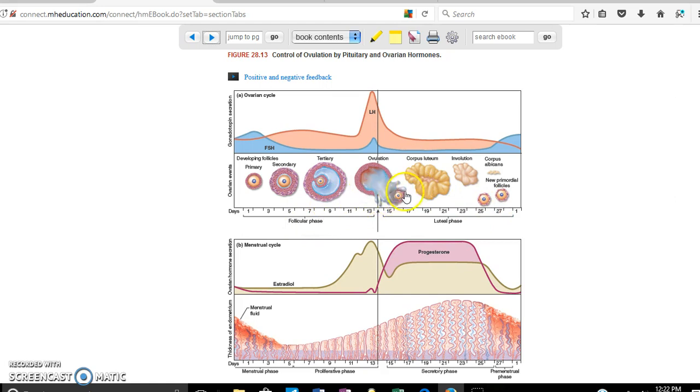This is what happens only in the ovaries, and this is controlled by the different hormones that females have. Here you have estrogen and progesterone, and you see the relationship between progesterone and the luteal phase, and estrogen and the follicular phase.